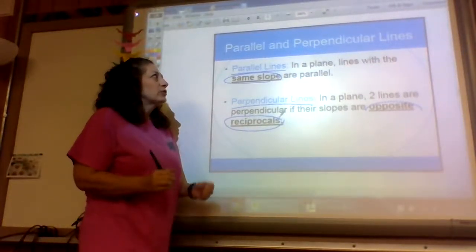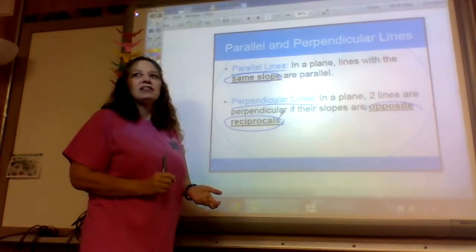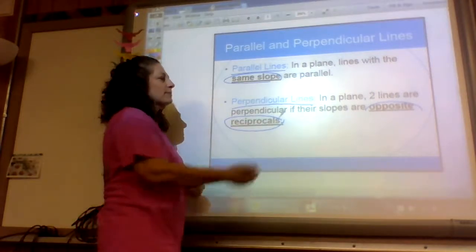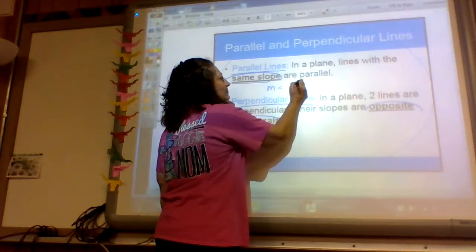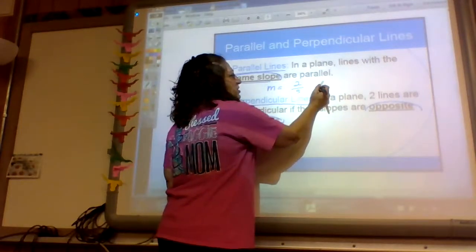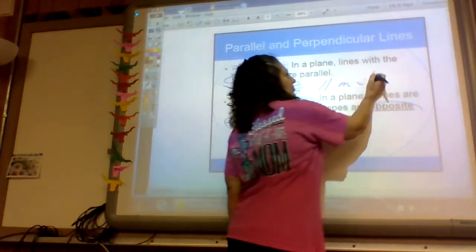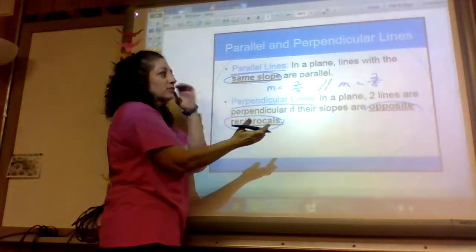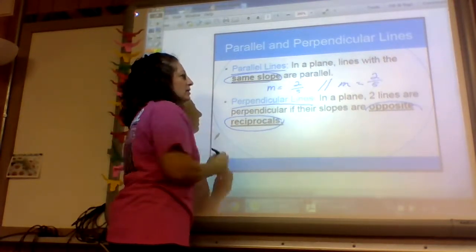Today we're going to be working with parallel and perpendicular lines and then the equations of them. So parallel lines have the same slope. I'm going to give you one slope as an example, let's say 2/5. So a slope parallel would be exactly the same slope, same rise, same run, same tilt. So those lines would have different intercepts, but they would run parallel to one another.